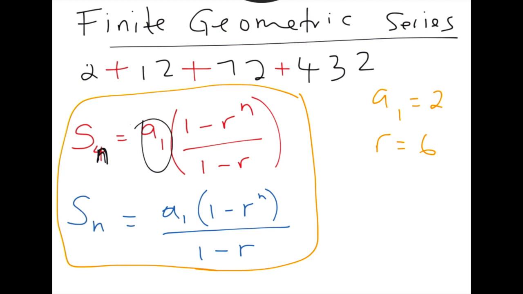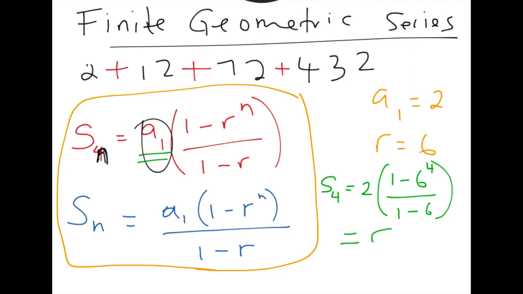So now let's go ahead and find S of n. The sum of the following 4 terms is going to be a1, which is 2, times 1 minus r, that's 6, to the 4th power, divided by 1 minus 6, which gives 518. And that's it. Let's try another one.